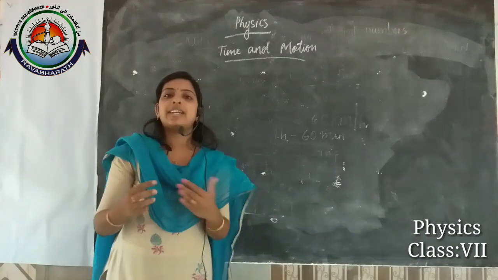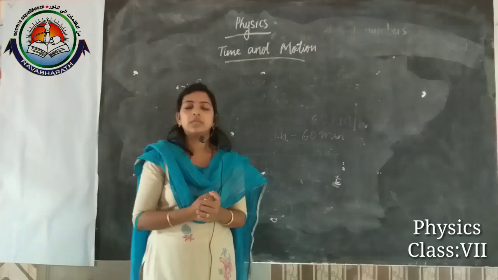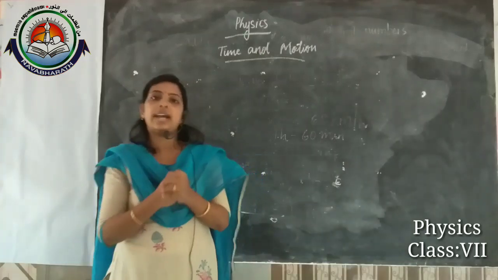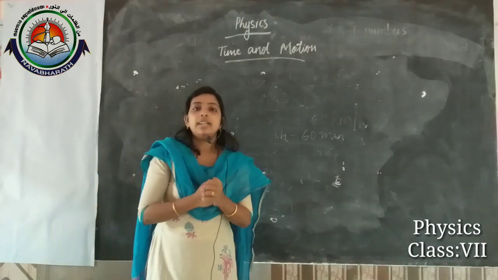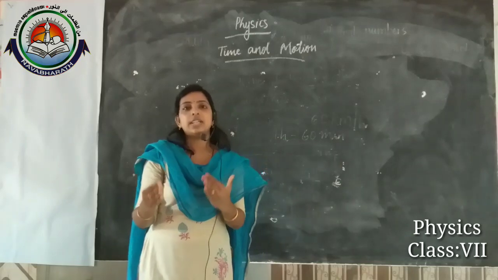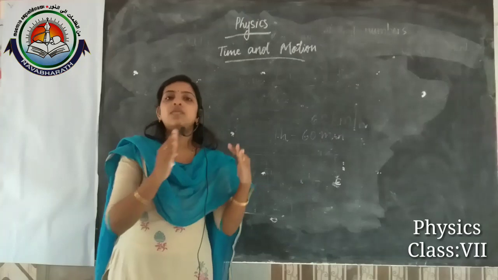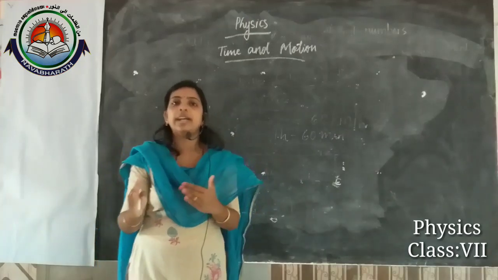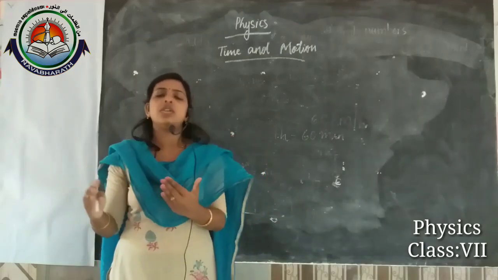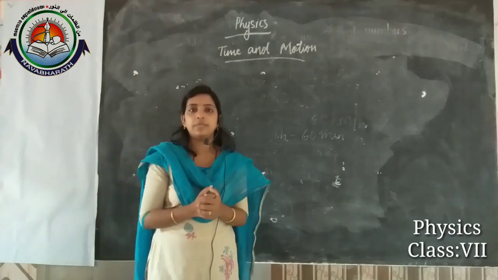If we consider an object which is moving along a straight line path and the speed of that object remains the same, then we can say that the speed of the object is constant. On the other hand, if an object is moving along a straight line and its speed is continuously changing, then we can say that the speed of that object is variable, right?